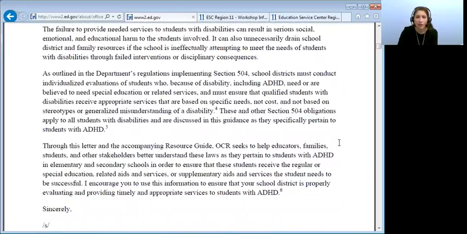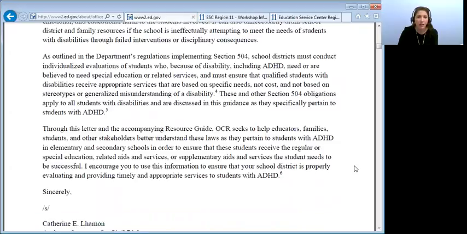This last part of the letter really gets to the heart of it. They have created a resource guide to make things much easier for school districts to be sure that they are in compliance with Section 504 law. And it says here the purpose was to help educators, families, and students and other stakeholders better understand the laws as they pertain to students with ADHD in elementary and secondary schools in order to ensure that these students receive the regular or special education related aids and services or supplementary aids and services the students need to be successful.